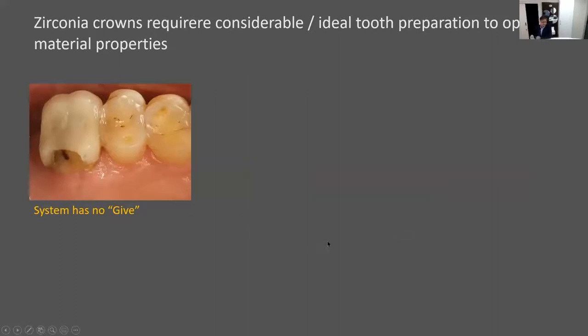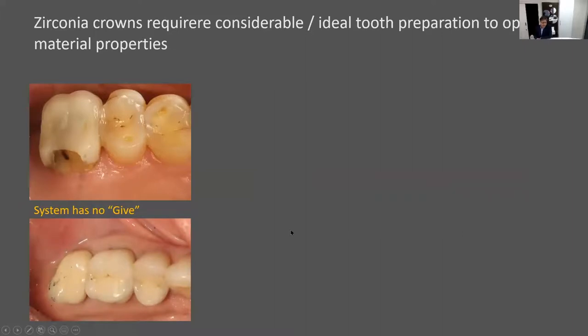I know the evidence is anecdotal, but I find that zirconia crowns require, sorry about my spelling mistake, considerable preparation for ideal properties. And the problem is that the system has no give, so that's your fractures, okay?